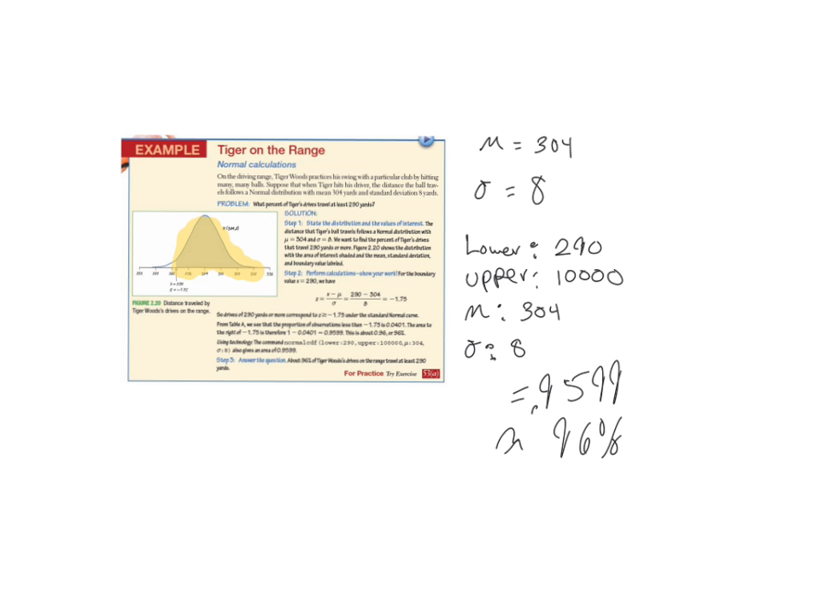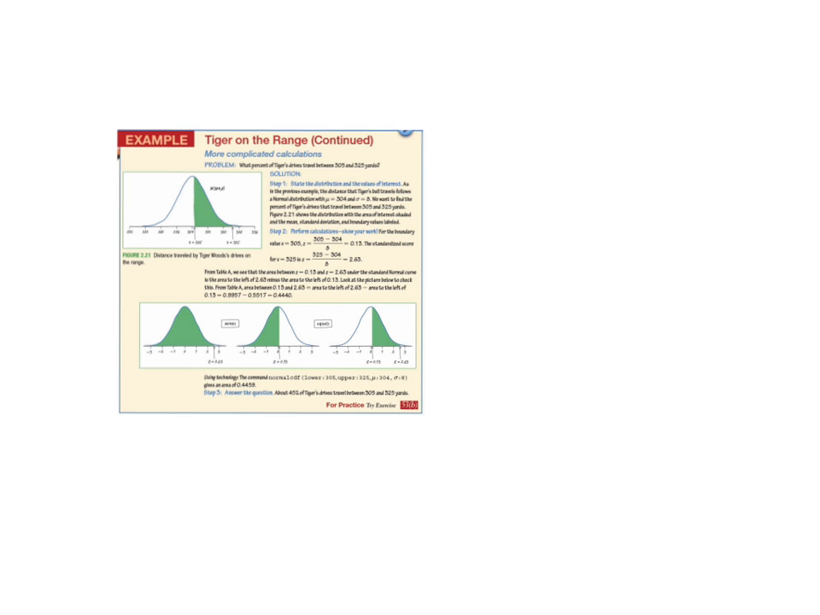Now let's look at another example of this powerful tool. Let's look at some of the harder questions we were looking at earlier, where we had to do quite a bit of math. Well, we can use normal CDF to really help us manage some of those more complicated problems. This one says, what percentage of Tiger's drives travel between 305 and 325? You can see we're not in between any standard deviation, so we can't use that other rule. What are we going to do?